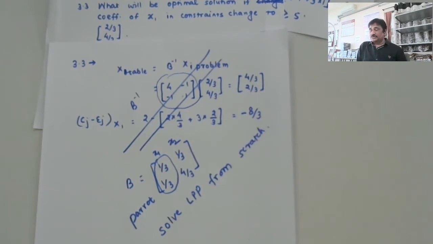When the coefficients of a basic variable in a constraint change, you cannot use post optimality analysis. You can use post optimality analysis if the coefficients of a non-basic variable in a constraint change. If the coefficient of a basic variable in a constraint changes, you cannot use sensitivity analysis to get the new optimal. You have to solve the LPP right from scratch.